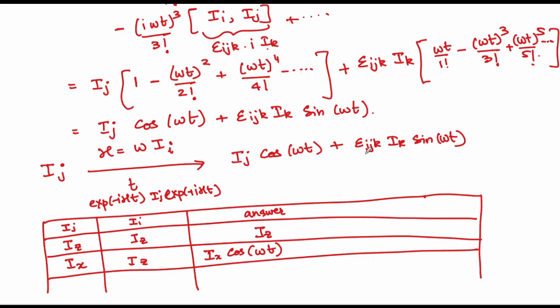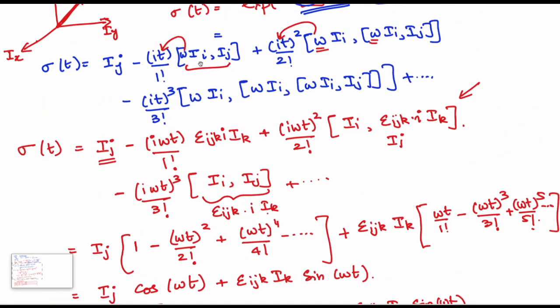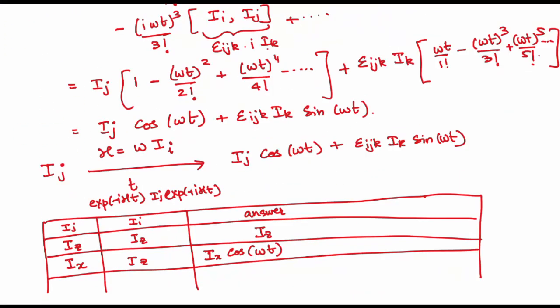Then you have an epsilon ijk. How did you have this epsilon ijk come up? It ended up coming from a commutator between Ii and Ij, where you had Ii comma Ij giving you epsilon ijk Ik. If Ii is z, Ij is x, it is cyclic, so therefore you get a plus 1, plus Iy sine omega t.